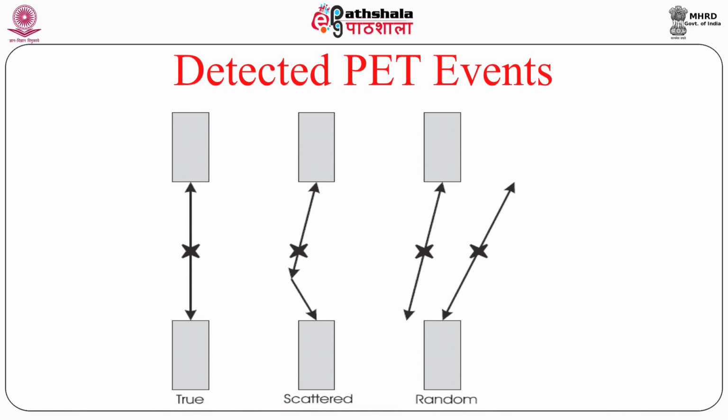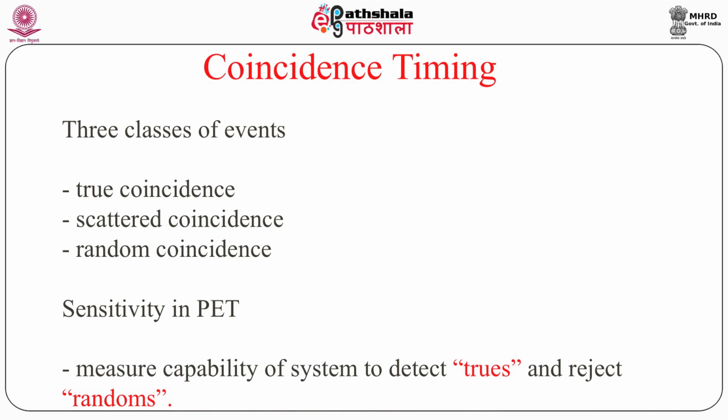Similarly, randoms are there. What is a random? One photon reaches the detector, the other gets scattered or comes from another point. In this way, the events are noted as random, but they are not true events. They should not be detected and should not be used for image reconstruction. Now when we talk about coincidence timing, as we discussed in the previous slide, there are three classes of events: true coincidence, scattered coincidence, and random coincidence.